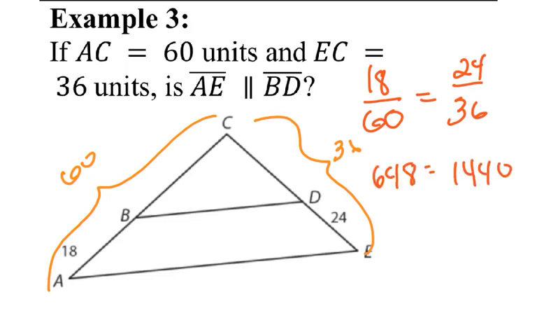When I set up my cross products, 18 times 36 is 648, but 60 times 24 is 1,440. They're obviously not the same, which means that these are not parallel.